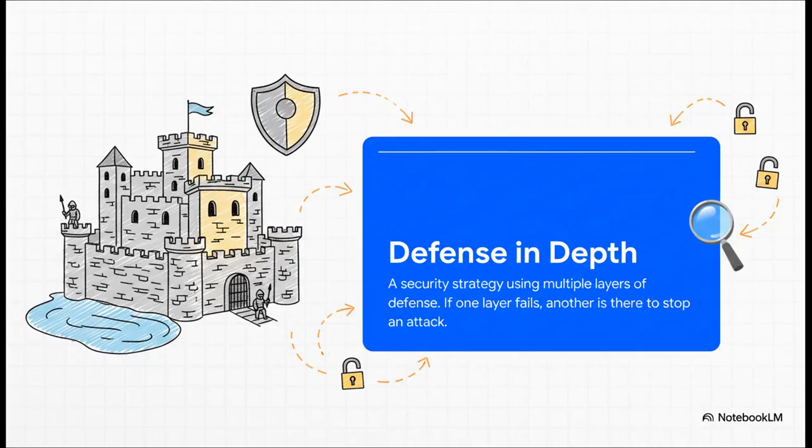The name of the game today is Defense in Depth. And honestly, the best way to think about it is like a medieval castle. A castle isn't just one big wall, right? It's got a moat, then an outer wall, then an inner wall, guards, towers, the whole 9 yards. The idea is if an attacker gets past one defense, boom, another one's right there waiting. So let's start building our own digital fortress, one layer at a time.